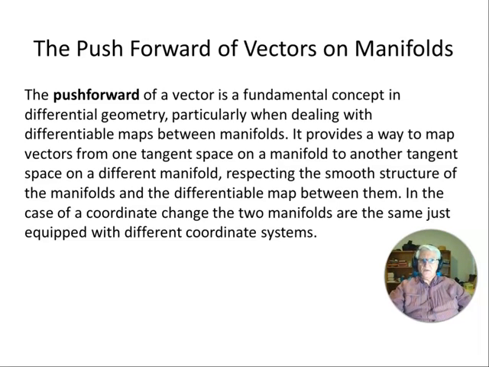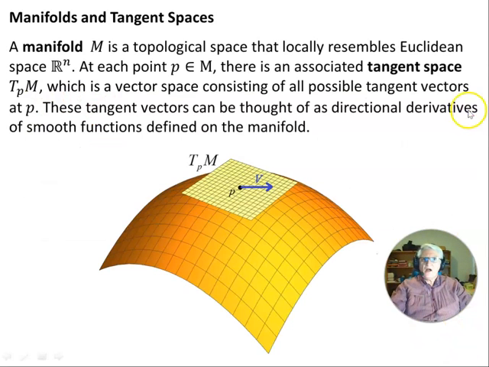In the case of a coordinate change, the two manifolds are the same, just equipped with different coordinate systems. So let's make a start, and we shall go over. All right, so just a brief summary again. Let's remind ourselves of manifolds and tangent spaces.